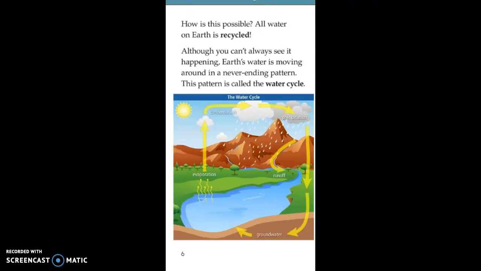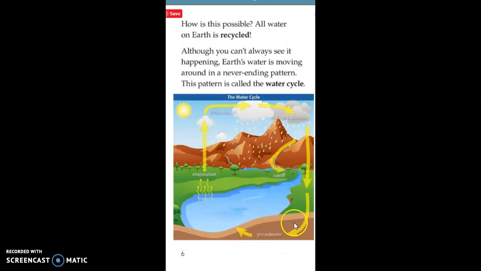So now I want to say, well, I kind of understand what recycled is, and I understand that a water cycle is something where it happens over and over again. But I also noticed that in this picture, it helps me understand the different stages of the water cycle. So let's look a minute at what the picture, or this diagram I should say, shows us. I noticed that we have some big words: evaporation, condensation, precipitation, runoff, and groundwater.